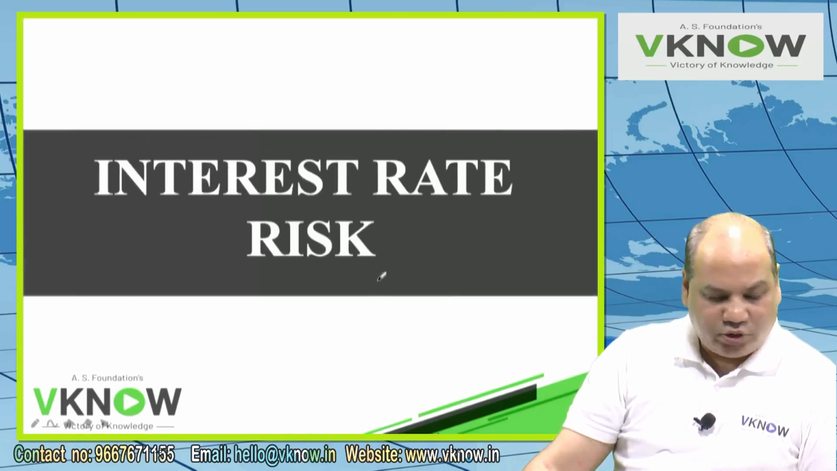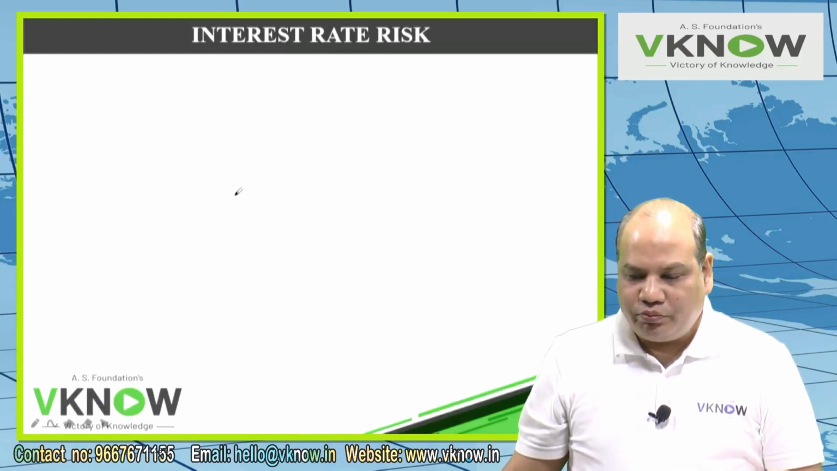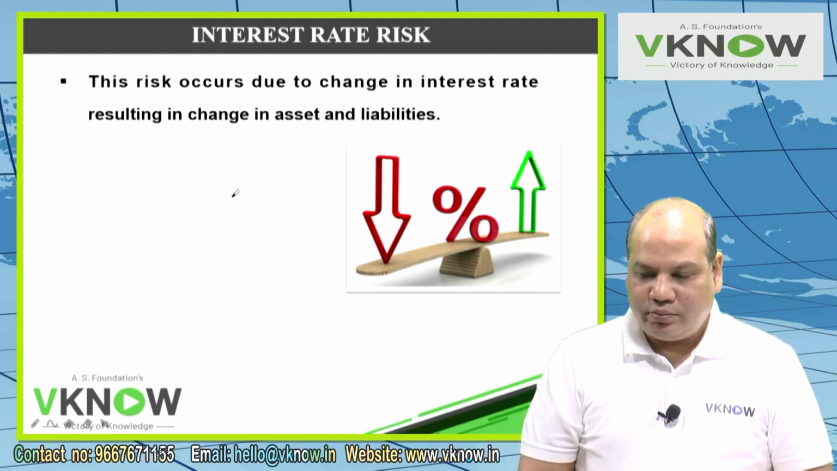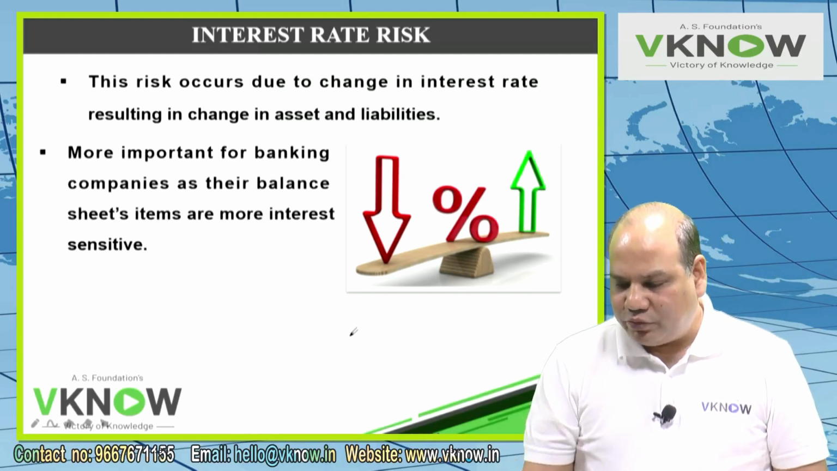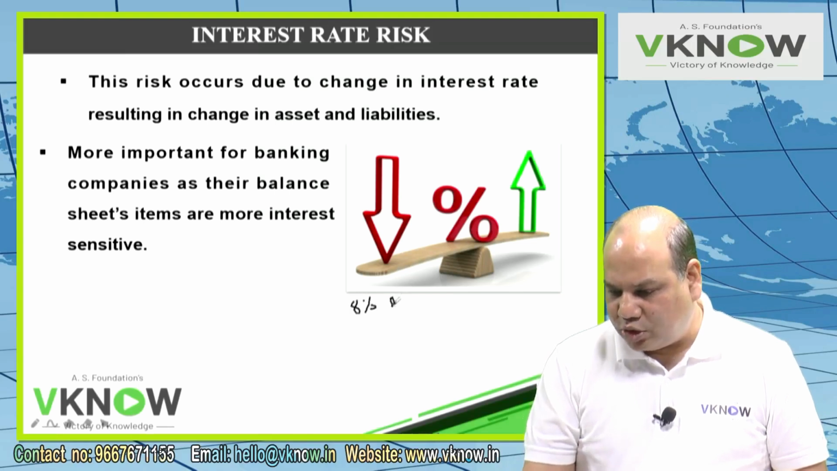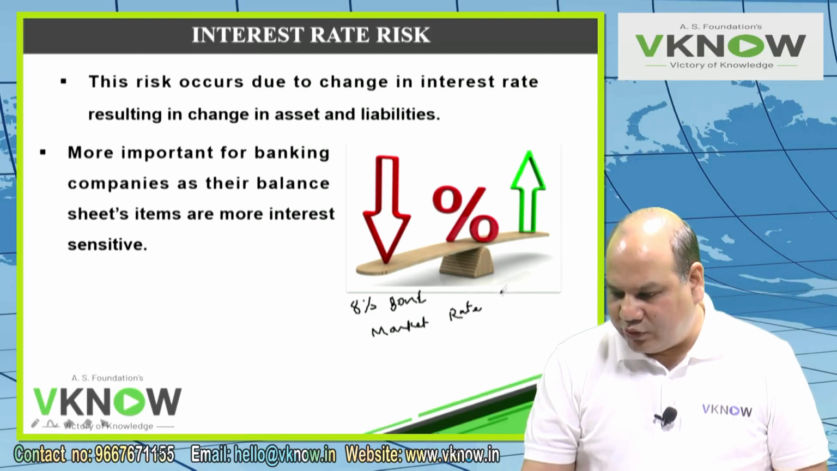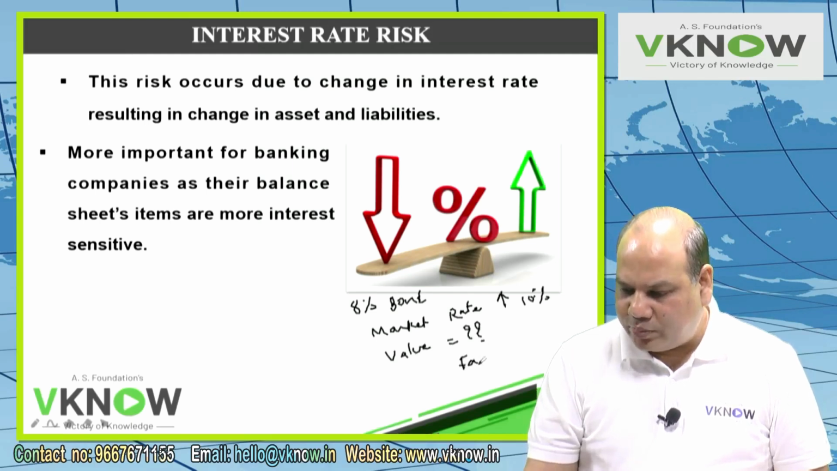Next risk is interest rate risk, on which we have already covered a chapter called interest rate risk management. So here I will just go through a little fast because one full chapter we have done on this. This risk occurs due to change in the interest rate, resulting in change in assets and liabilities. So for example, you have invested in an 8% bond. Please answer my question. Market rate of interest rises to 10%. What will happen to the value of the bond? The value of the bond will fall. So if the interest rate goes up, the value of the bond will go down.